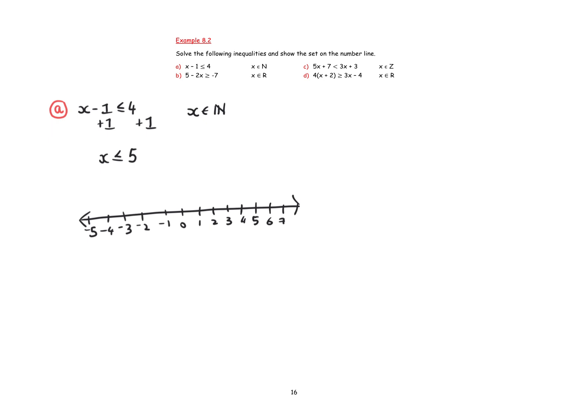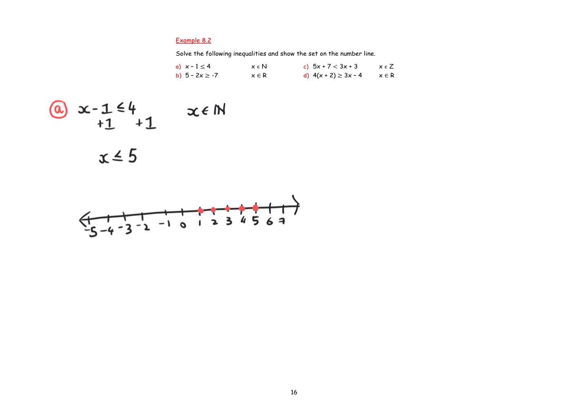This here is x less than or equal to 5. It's less than or equal, so we can colour in the 5. And it's the natural numbers. Now, the natural numbers are the positive whole numbers, and they're the counting numbers, so starting at 1. So this could be 4, it could be 3, it could be 2, or it could be 1.